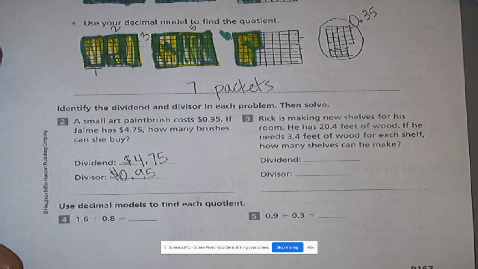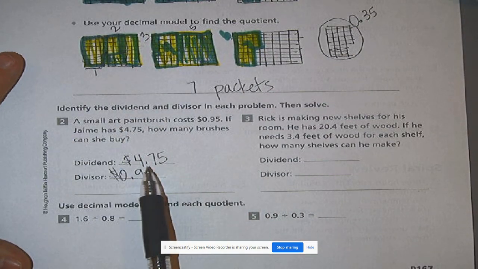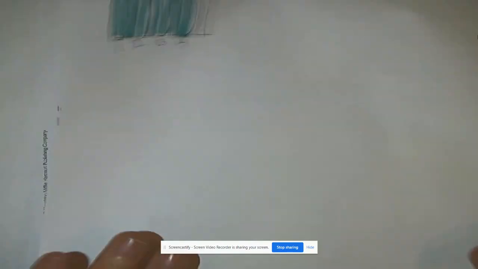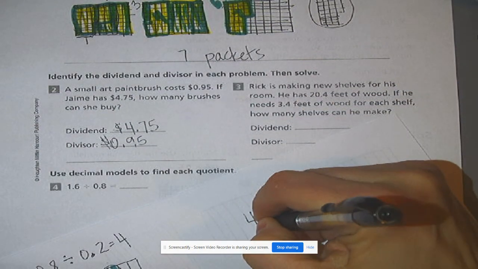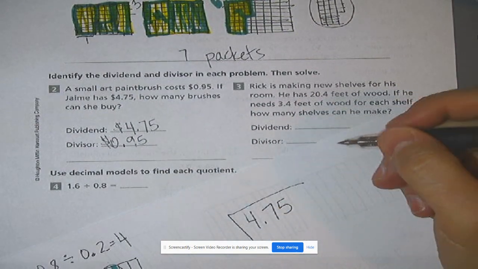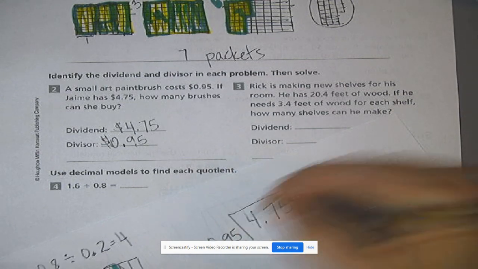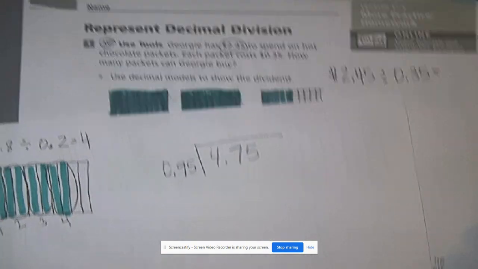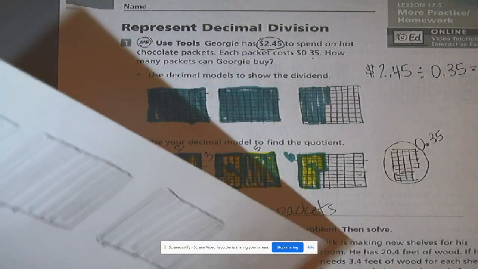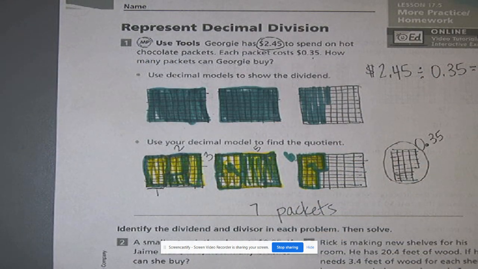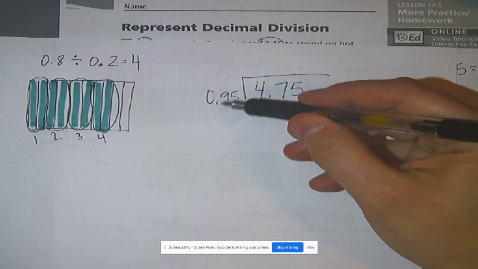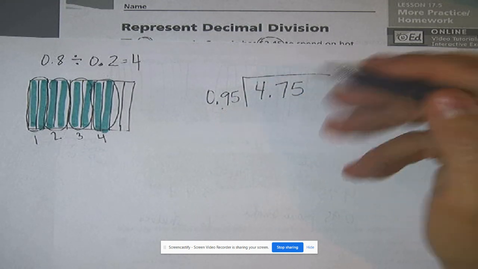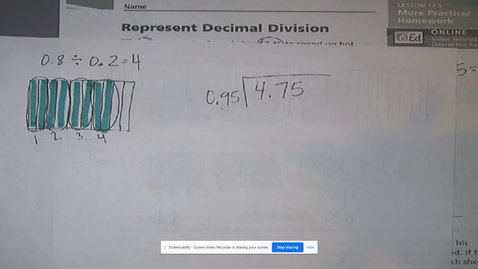Okay, so it says then solve. Well, that's a big one to do. So again, you have learned the algorithm of $4.75 divided by 95, right? Okay, what is it that we need to do? When can we divide by a decimal? We cannot divide by a decimal, so we need to make it a what?